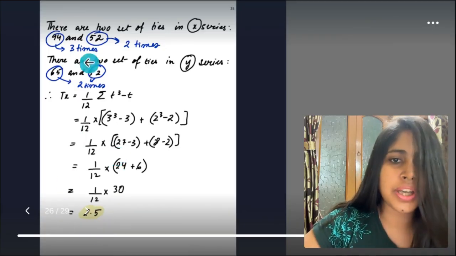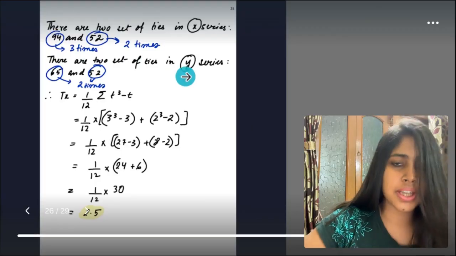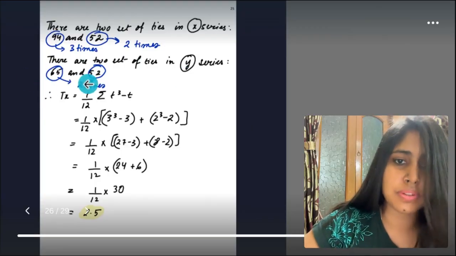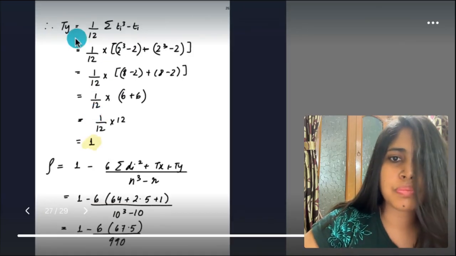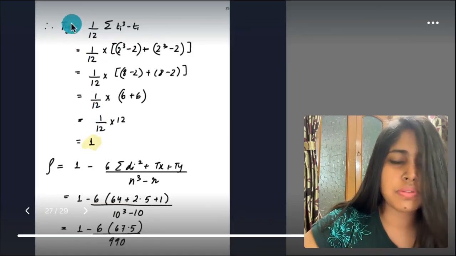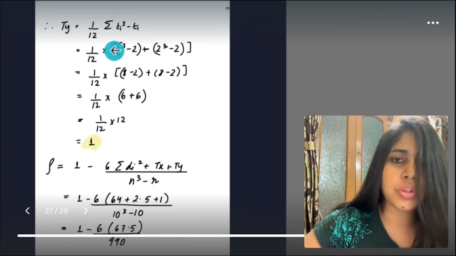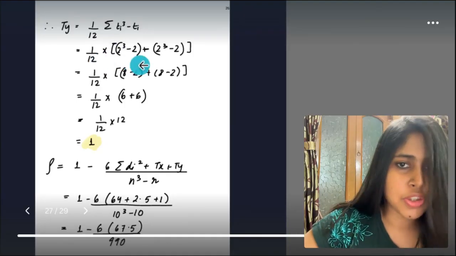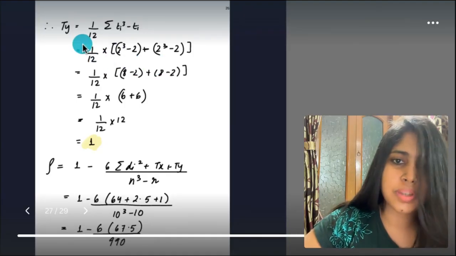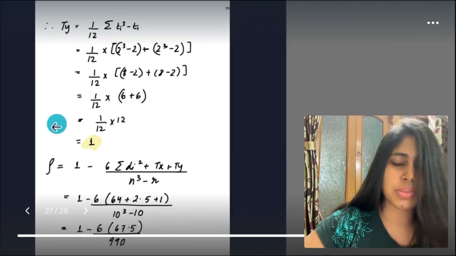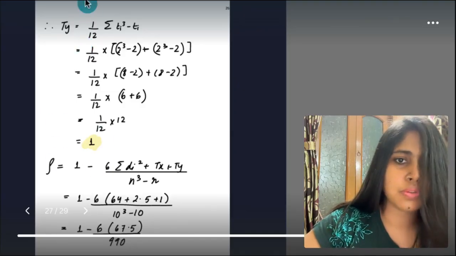And for ty, there are two sets of ties again in the y series, which are 65 and 52, and both numbers come 2 times. So the value will be 1 by 12 into 2 cube minus 2 plus 2 cube minus 2. Because both values come 2 times, the answer is 1 for ty.